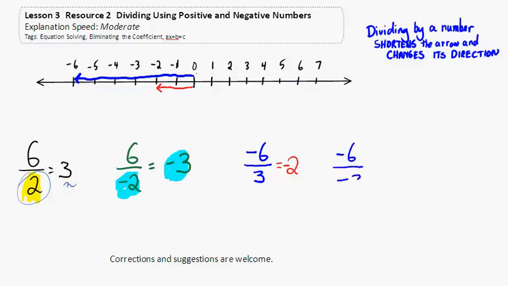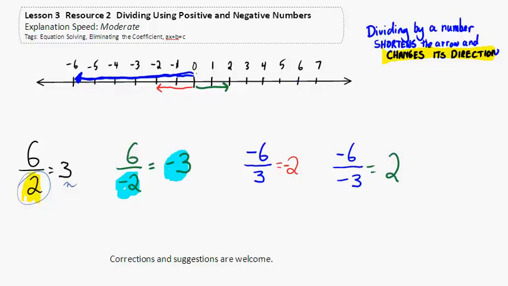The last combination is negative 6 divided by negative 3. So here's our negative 6. We've already got that, had it from before. And dividing it by 3 shortens it to 2 units long. And remember, what this negative sign means is it changes the direction of the arrow. So it is no longer pointing to the left. It is now pointing to the right. There. That is the result, positive 2.